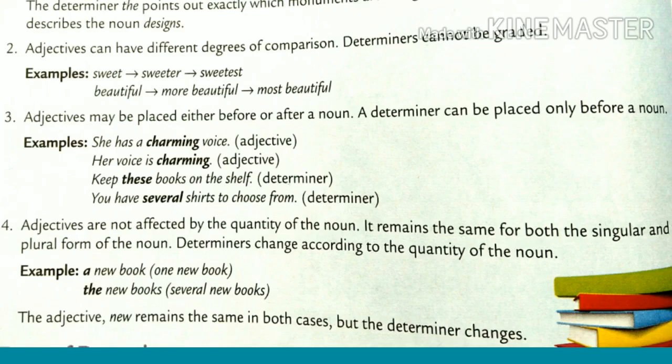What are the differences we have between determiners and adjectives? First one is a determiner points out exactly, but an adjective describes only the noun. Second one, adjectives have different degrees of comparison, but determiners do not. Third one, adjectives may be placed before or after a noun, but a determiner can be placed only before a noun. Fourth one, adjectives are not affected by the singular and plural form of the noun, but determiners change according to the quantity of the noun.